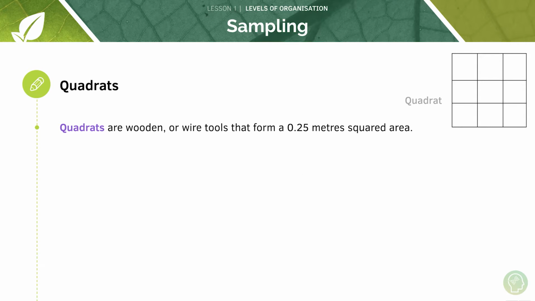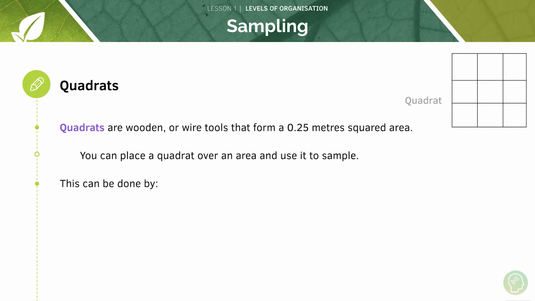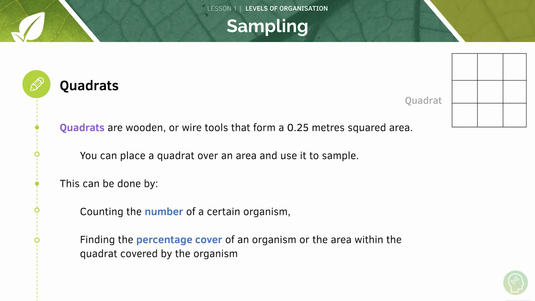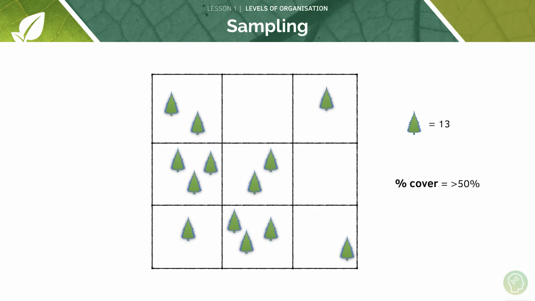So quadrats are just simply these structures over here, so often made from wood or wire, that form a 0.25 metre squared area. And you can place a quadrat over an area and use it to sample. So this can be done by either counting the number of a certain organism, or finding the percentage cover of an organism, or the area within the quadrat covered by the organism, or observing the diversity of species in the area. So we do that by just observing within this area that the quadrat covers.